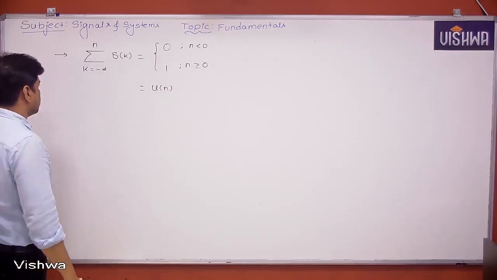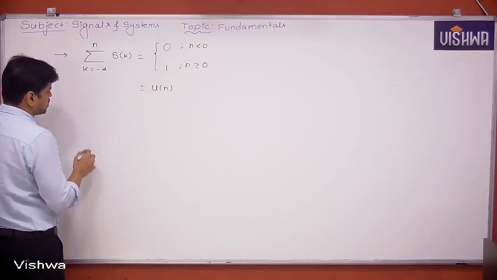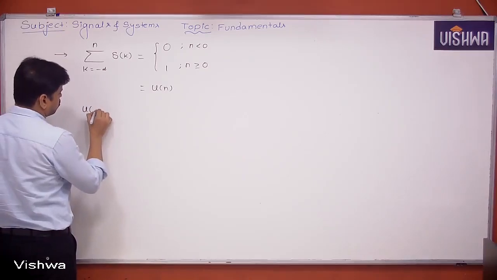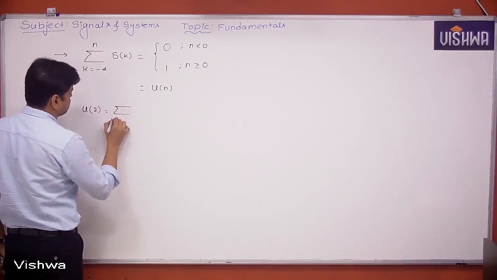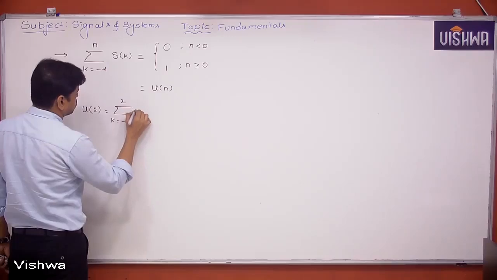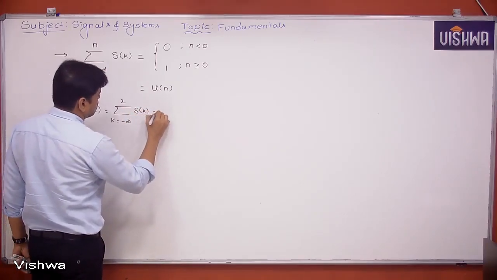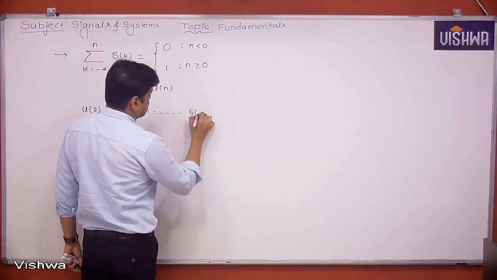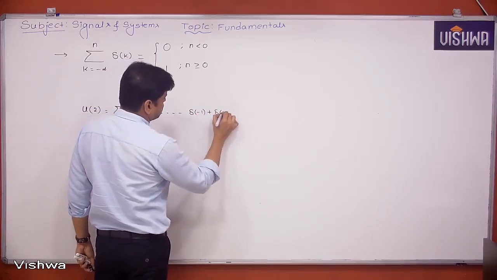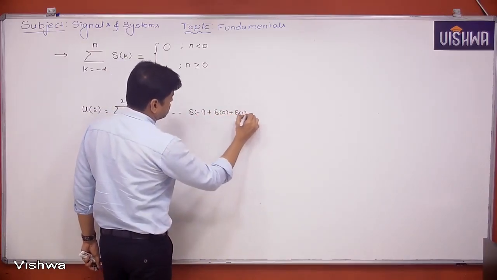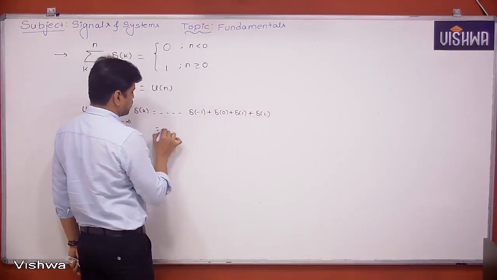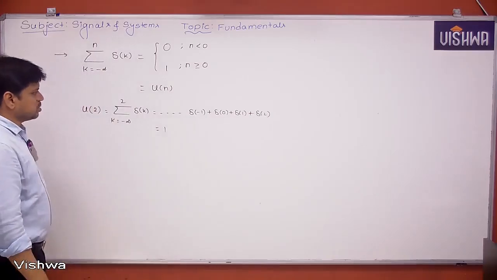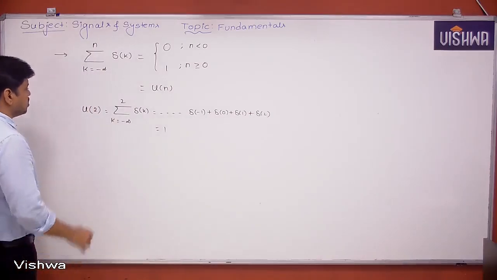Otherwise, if you want to check it, let's say you want to find out u of 2. Then the summation has to be done, k is equal to minus infinity to 2 of delta k. So this is equal to, and so on, delta minus 1, delta 0, delta 1, delta 2. Every value is 0 except delta 0. That's why it's going to be 1. Similar to that, you can verify for other values also. But I'm just stopping here.